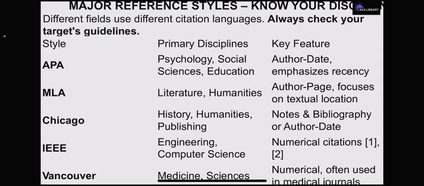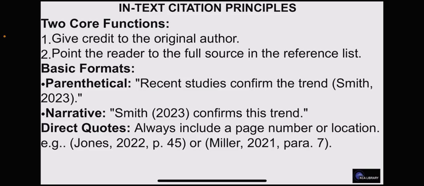We have IEEE and we have Vancouver. IEEE is used by the engineering and computer science disciplines, while Vancouver is for medicine and sciences. So let's move on to in-text citation principles. In-text citation principles have two core functions.